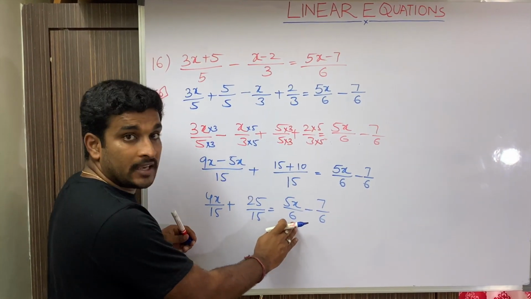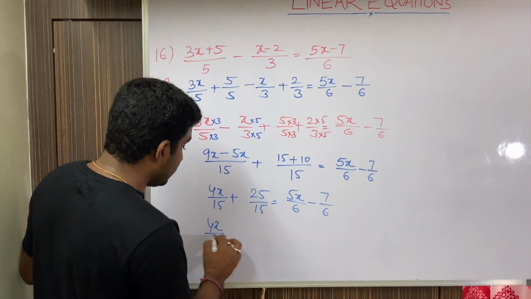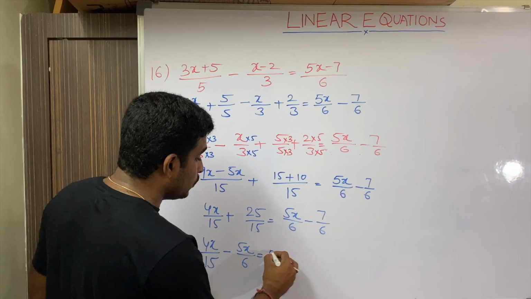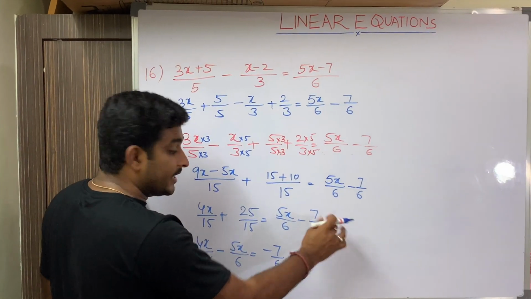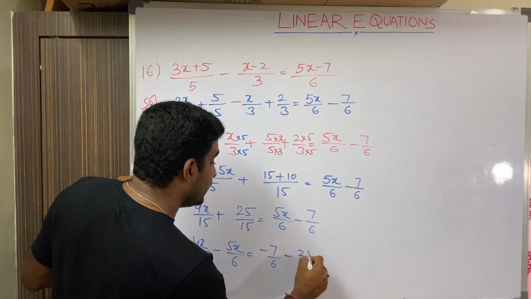When this 5x by 6 comes to the left hand side, it will become minus 5x by 6. Then it will be 4x by 15 minus 5x by 6 equal to minus 7 by 6. When this plus 25 by 15 goes to the right hand side, it will become minus 25 by 15.